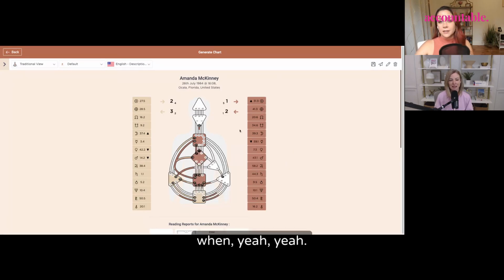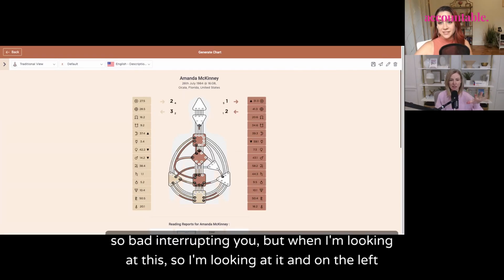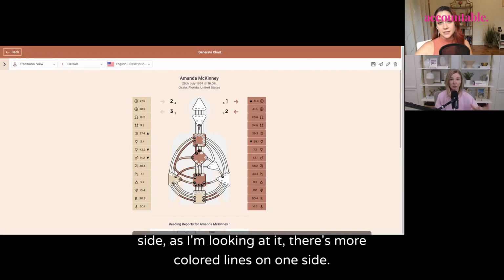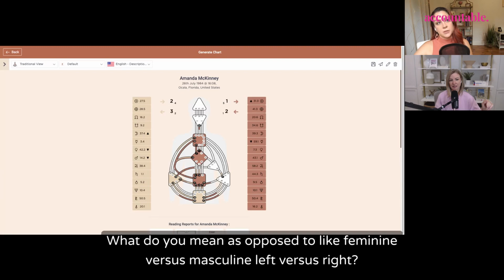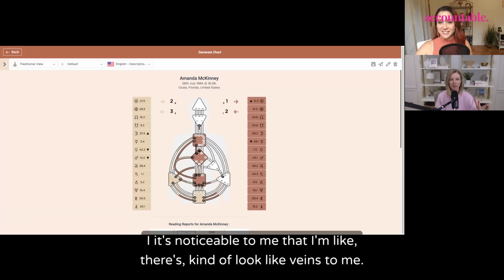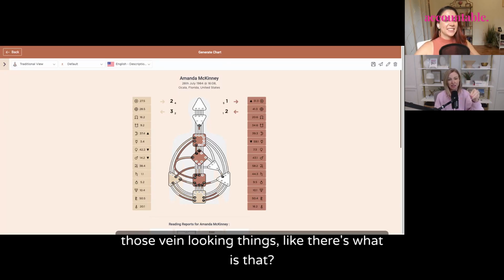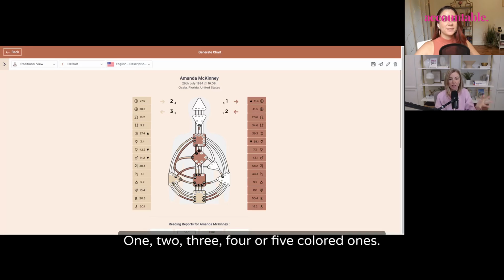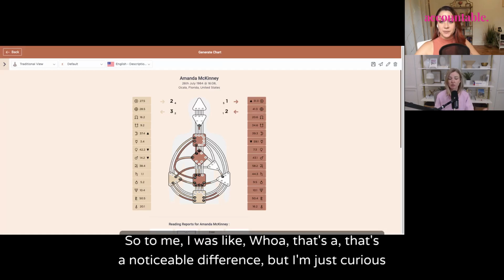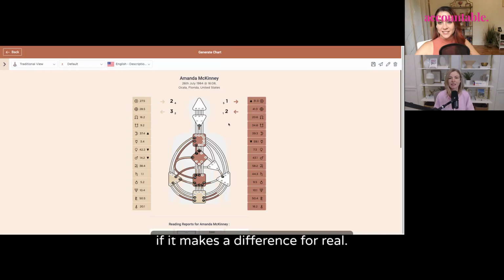Can I ask a question about that? I feel so bad interrupting you, but when I'm looking at this, on the left side, there's more colored lines on one side. Does that matter? Do you mean as opposed to like feminine versus masculine, left versus right? I have no idea really what I mean. It's noticeable to me. They kind of look like veins to me. So those lines, those vein looking things, what is that? 1, 2, 3, 4 or 5 colored ones, whereas on the other side, there is not. So to me, I was like, whoa, that's a noticeable difference. But I'm just curious if it makes a difference for real.